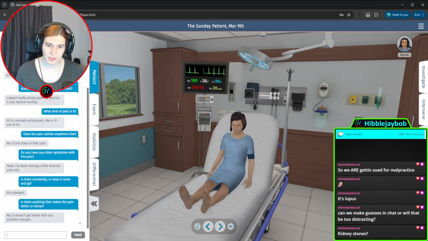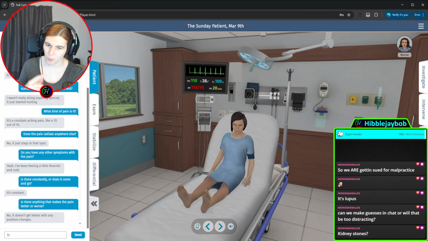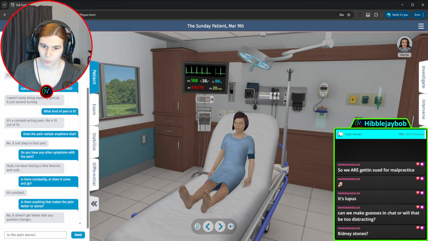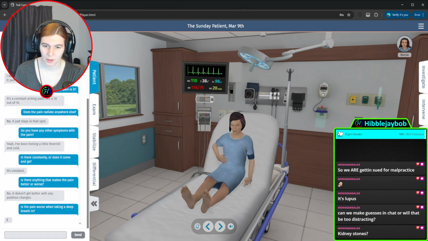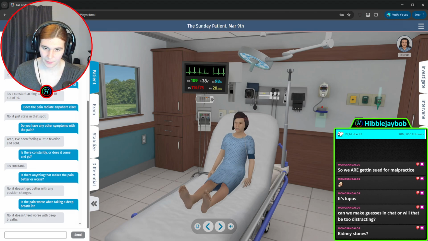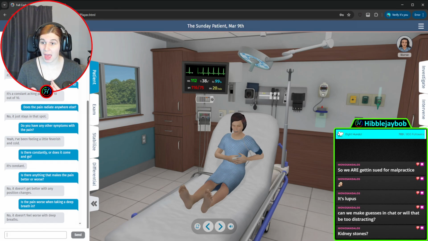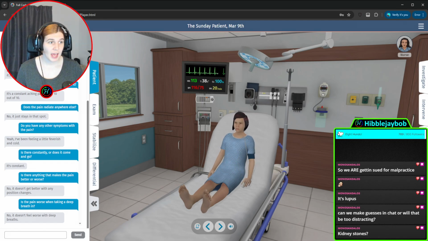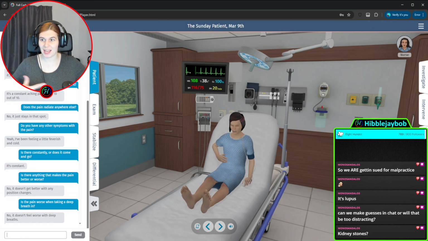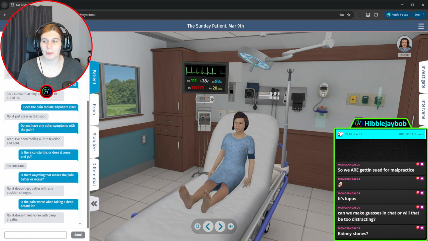So it doesn't get any better with position changes. Okay, so we're going to probe that a little bit more. Is the pain worse when taking a deep breath in? Okay. So if the pain is worse when you take a deep breath in, it can imply an issue with the respiratory tract. That might be the source of where the infection is. Also, because when you breathe, your diaphragm moves around quite a lot, it can also make abdominal related conditions feel a bit worse as well.